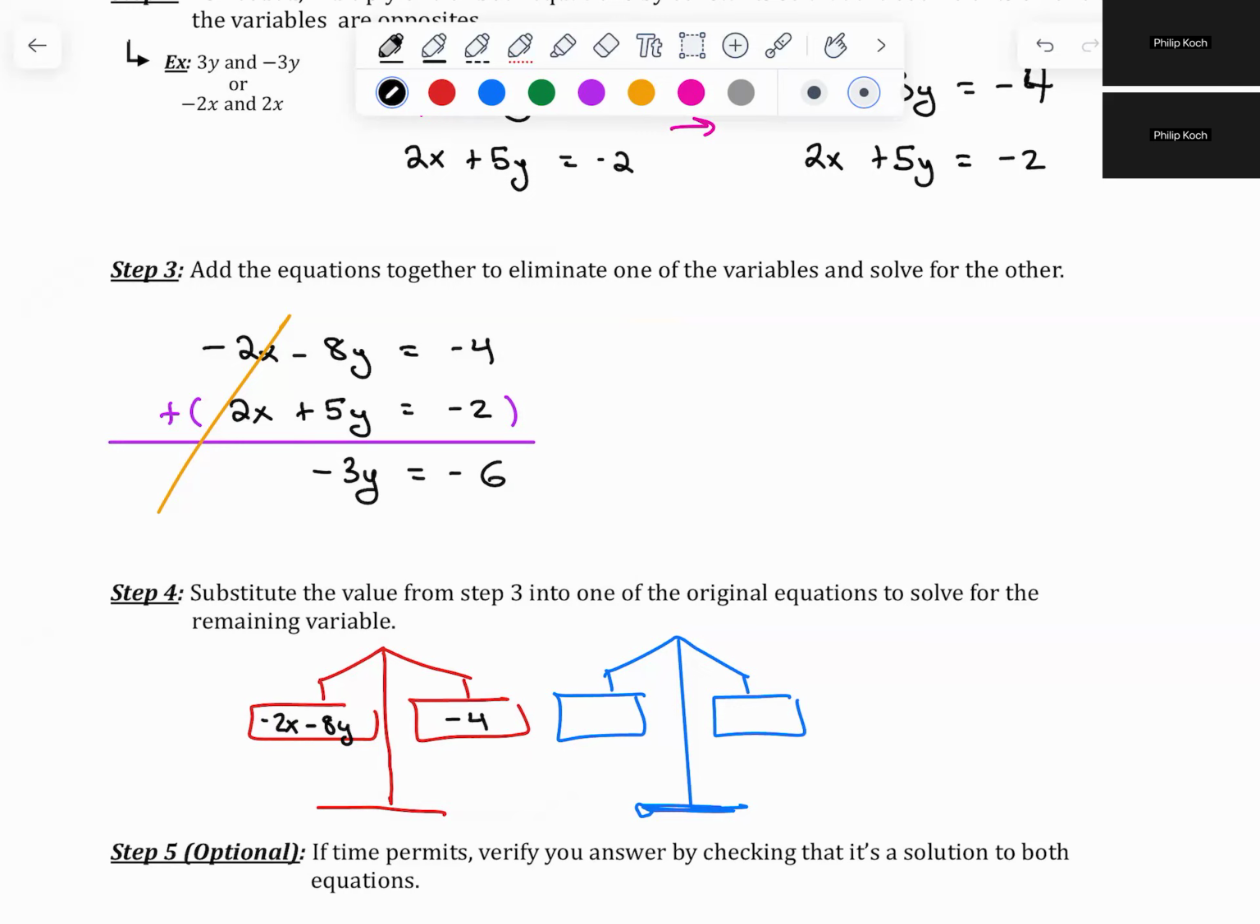And now it's just a simple division. Just divide both sides by -3. And we get that y is equal to -6 divided by -3, which is +2. And I'm going to underline it to remind myself that that's the y variable.